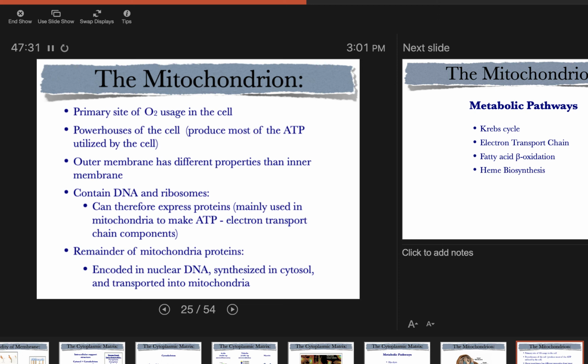Outer membrane. I think I went through all this. I did. Oh, the last one. Remainder of mitochondrial proteins, those that aren't encoded by the DNA in the mitochondria, are made in the cytosol and then incorporated in the mitochondria. That's what the last one means. That's most of the mitochondrial proteins.